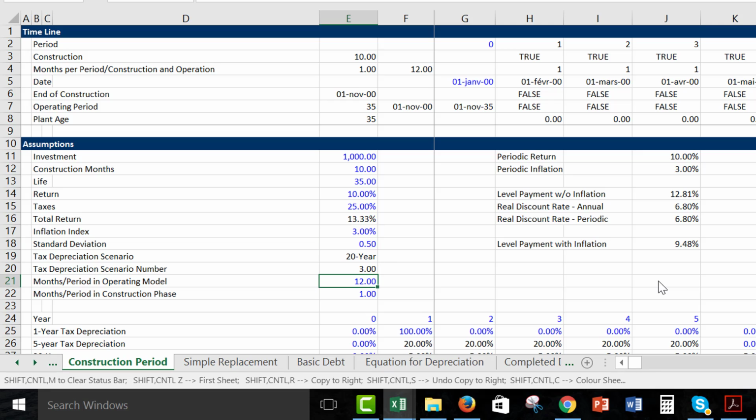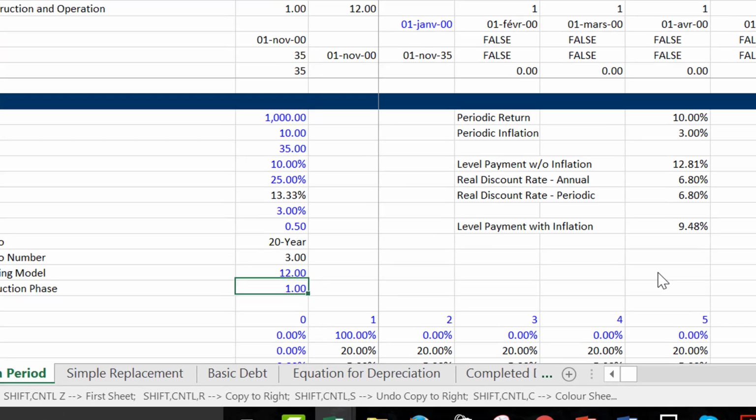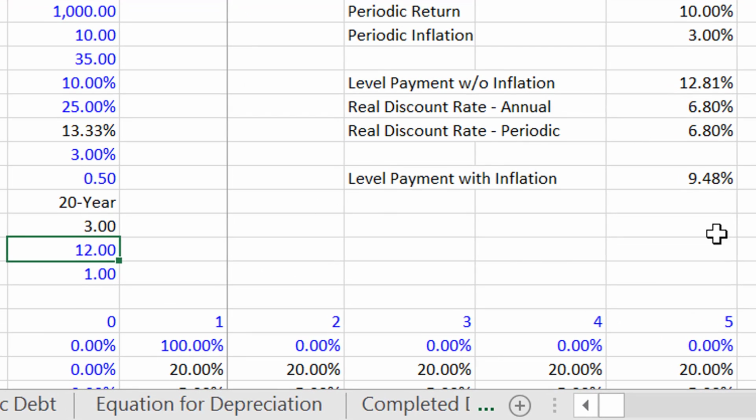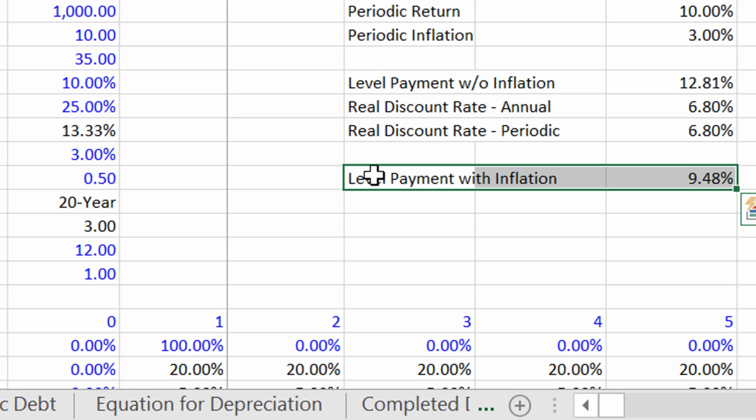discuss things like what happens if we use a monthly period rather than an annual period. And if you just look over here and get a little preview, see where it says level payment with inflation, that's really our carrying charge.